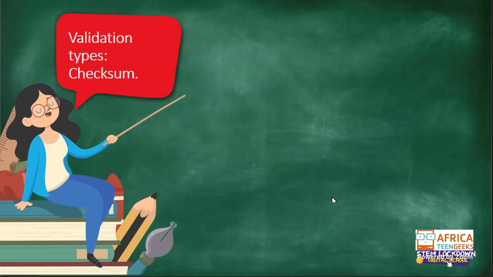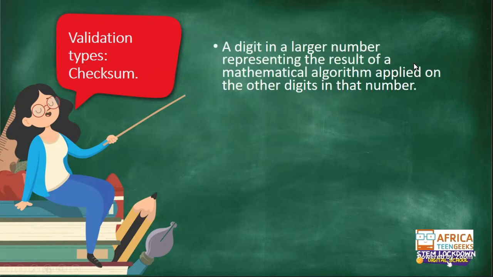So the next one, the last validation check type that we will tackle is the checksum type. Now, let's see what they say about it. I'll read that. It says a digit in a larger number representing the result of a mathematical algorithm applied on the other digits in that number. Oh, wow. Does that make sense at all? Okay, let me try and translate that into English. It says, I've got a big number.